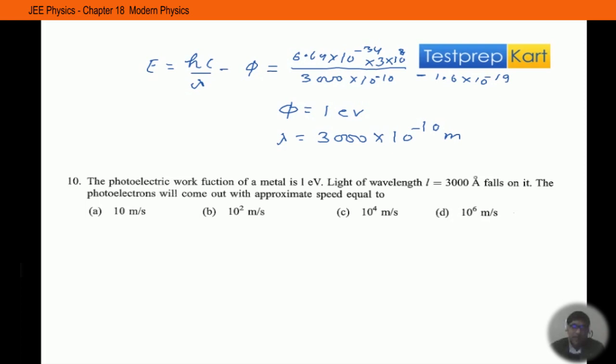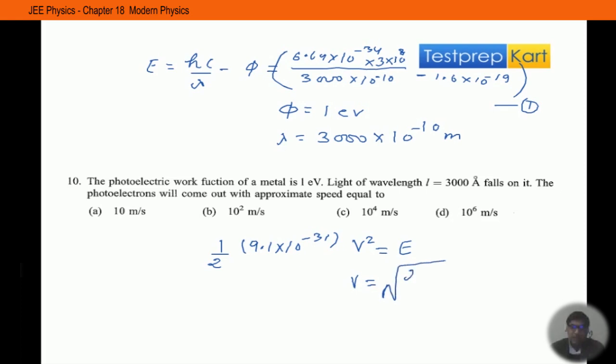Now whatever energy amount we are getting can be equated to 1/2 mv square, where m is mass of an electron, that is 9.1 into 10 to the power minus 31, into v square, and this equals the energy we have calculated. So from here we'll get the speed, that is square root of 2E over 9.1 into 10 to the power minus 31. So we substitute the amount of energy from the first equation, and from there we'll get 10 to the power 6 meter per second. So right answer is 10 to the power 6 meter per second.